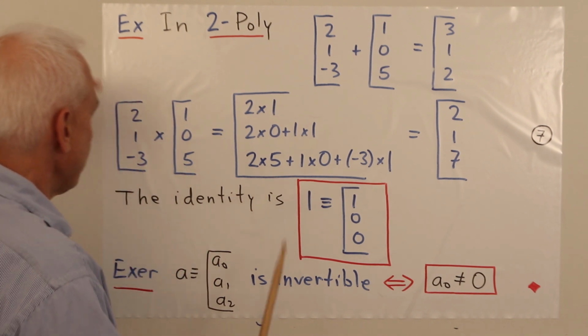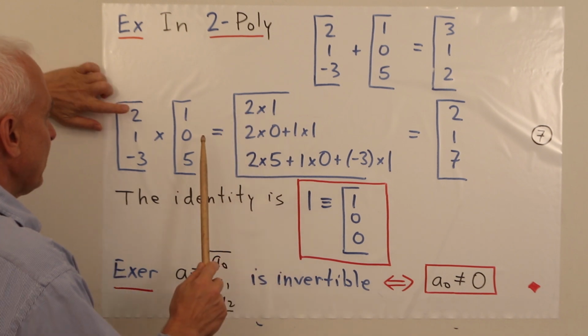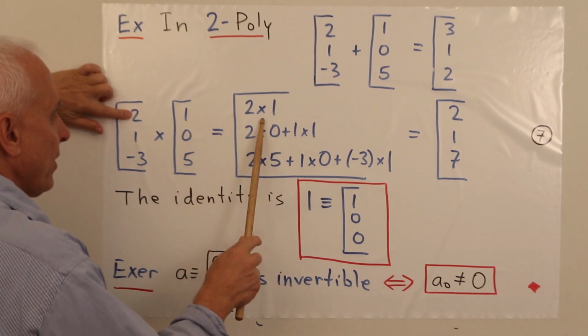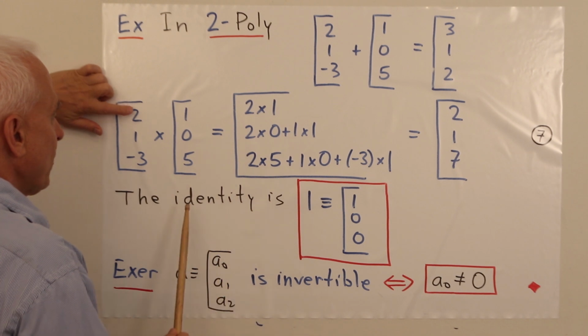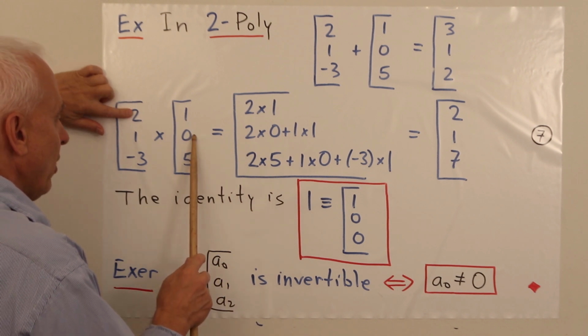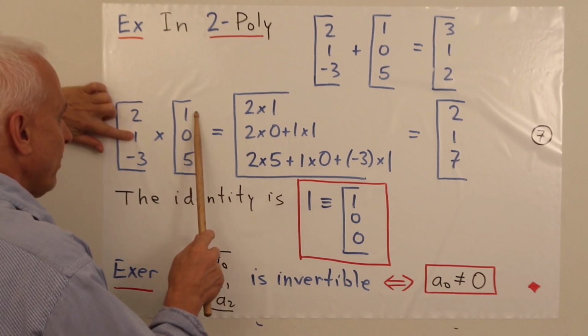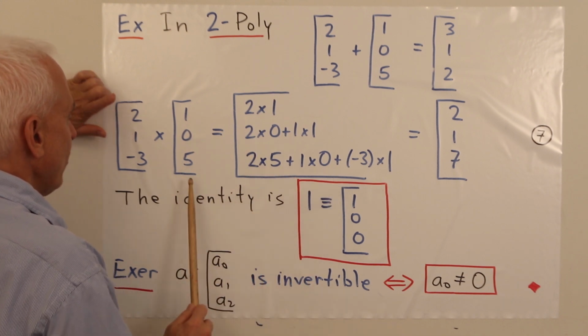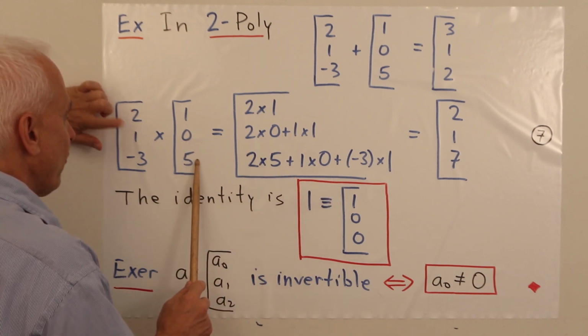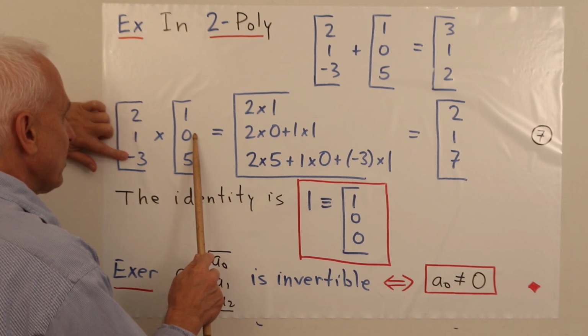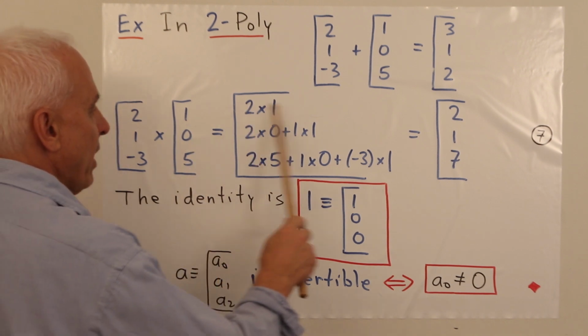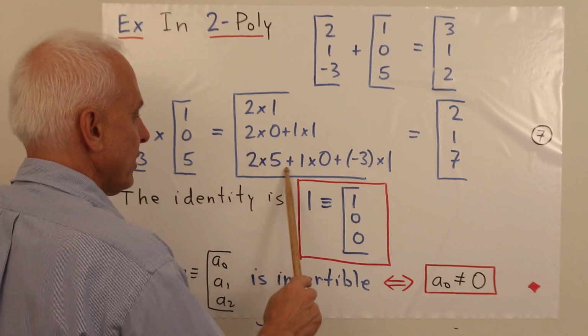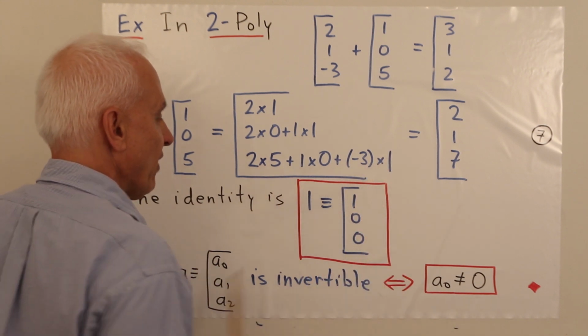So here's the product. The 0th entry is 2 times 1. The 1 entry is 2 times 0 plus 1 times 1. The 2 entry is 2 times 5 plus 1 times 0 plus minus 3 times 1. And that amounts to 2, 1, and 10 minus 3 is 7.